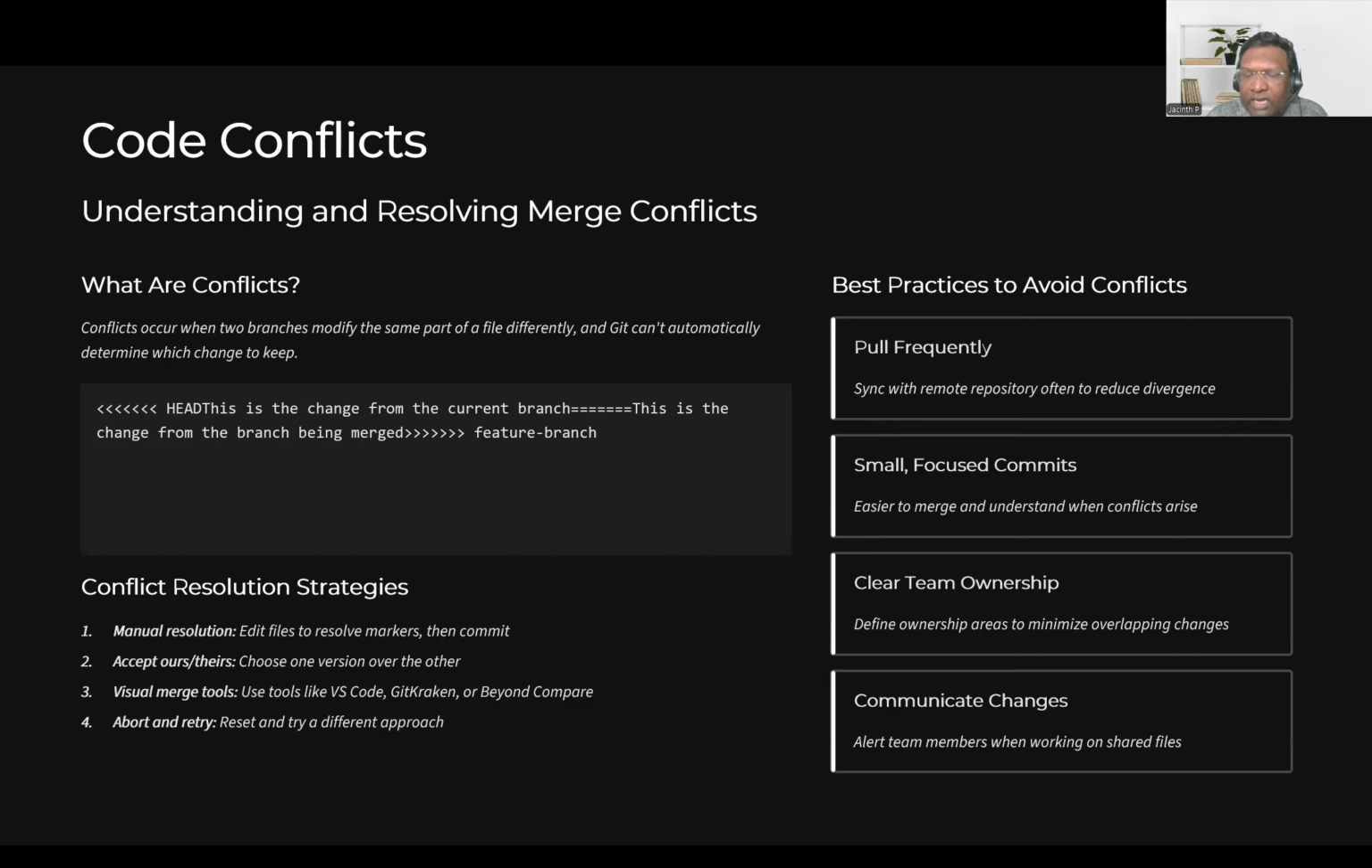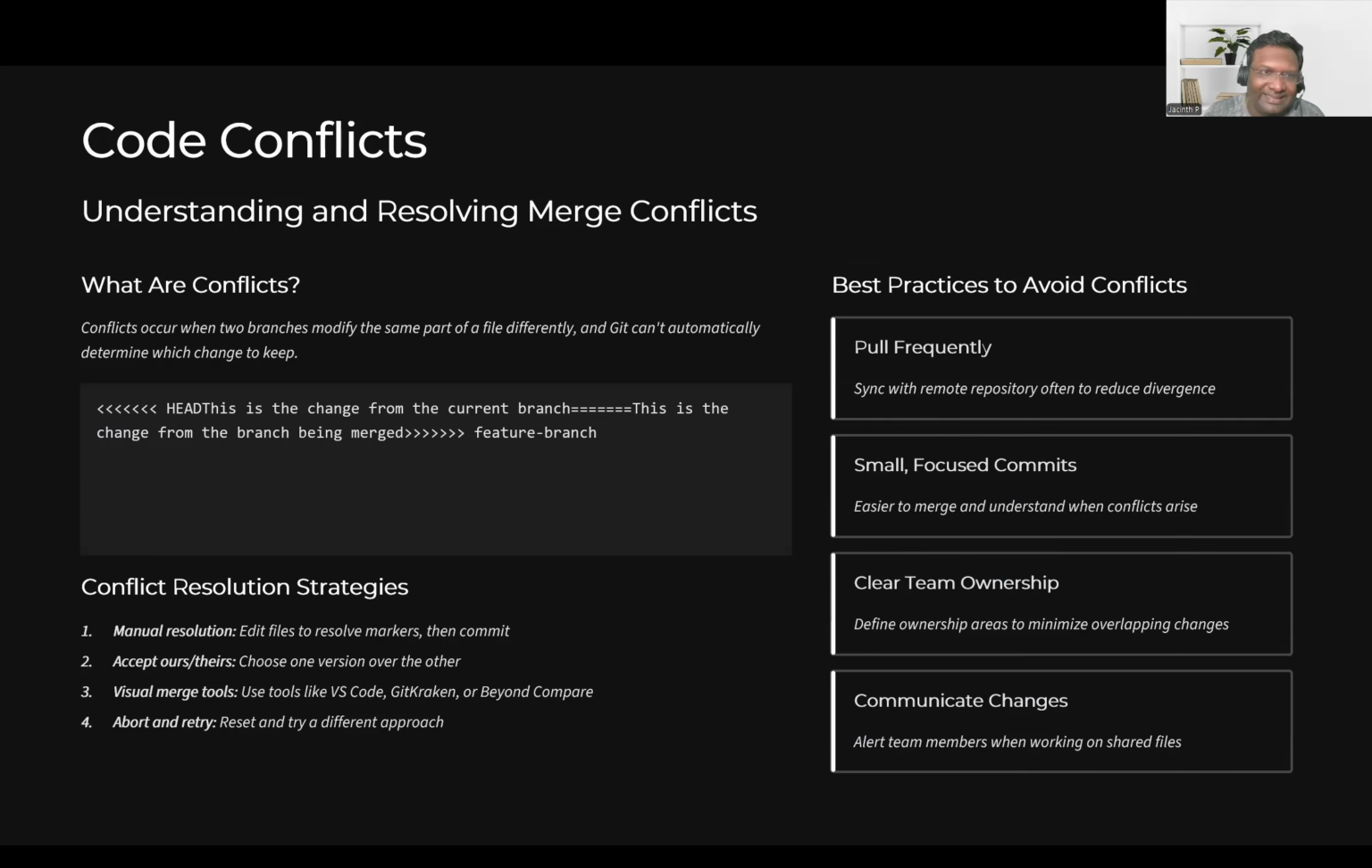Encourage your teams to pull updates frequently. Keep commits small and focused. Clearly define ownership of files and communicate early when working on overlapping areas. Fewer conflicts mean smoother integrations and less time wasted during crunch moments.